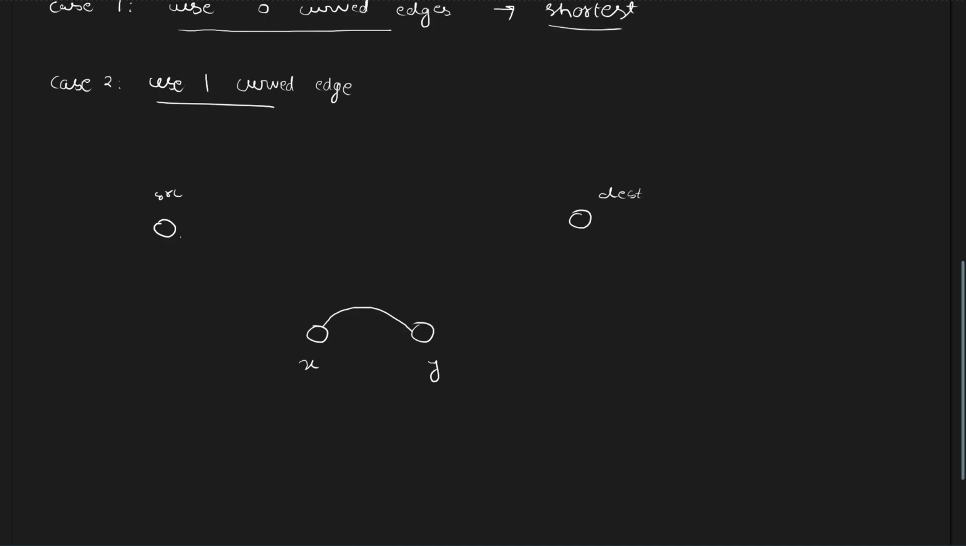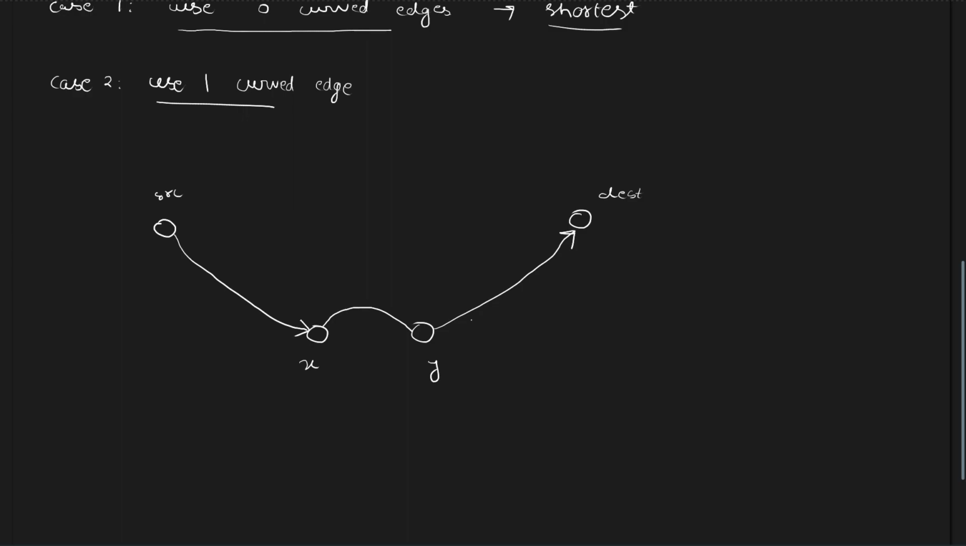What you can do is draw one line from here, and one line from here like this. So let me just put some arrows. Essentially what you're doing is going from source to x and from y to destination, and you're also going from x to y using this particular curved edge. So if you can only use one curved edge, that means all the edges between source and x and all the edges between y and destination are straight edges, right? So we can easily find the distance between source and x, right? And we can easily find the distance between y and destination, right?